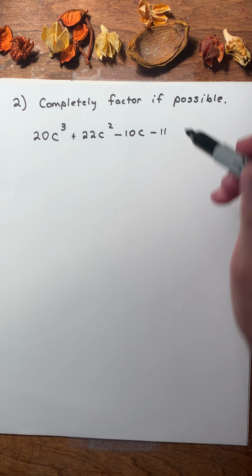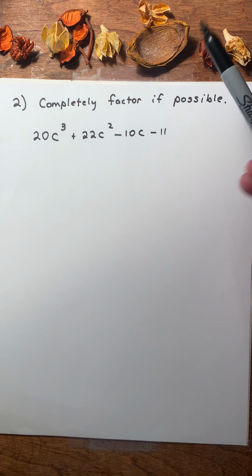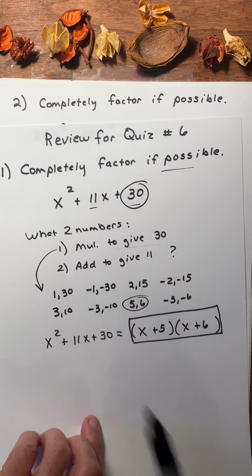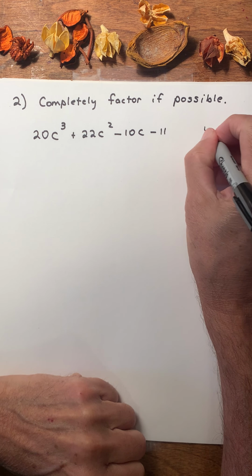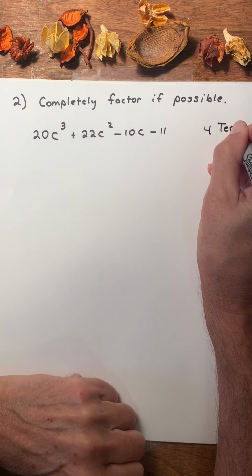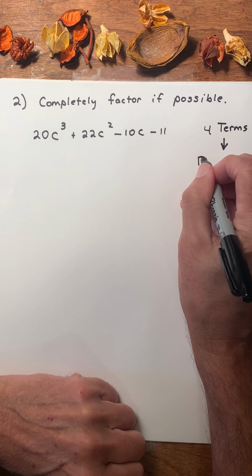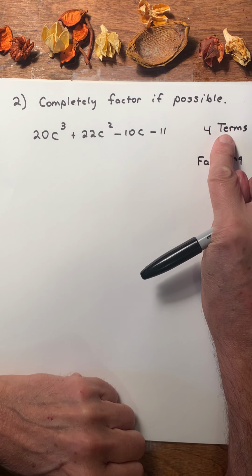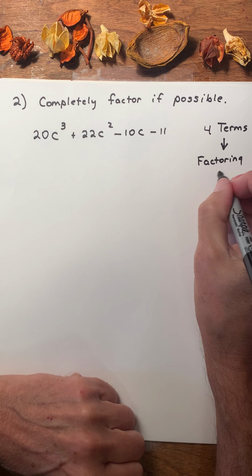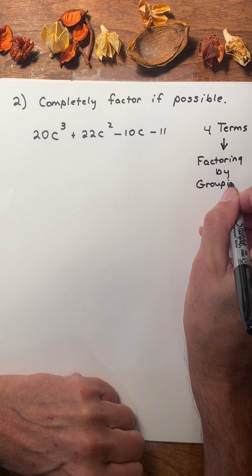Right? Secondly, completely factor again if possible. Now, the first thing I notice here is distinct from this guy that is a 1, 2, 3 trinomial. This guy has 4 terms. If I have 4 terms, this is my key that I'm going to be using, factoring by grouping. 4 terms show up, ding, ding, ding, alarm goes off, factoring by grouping.